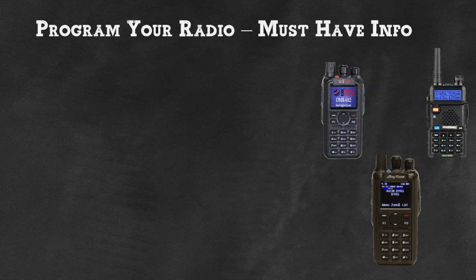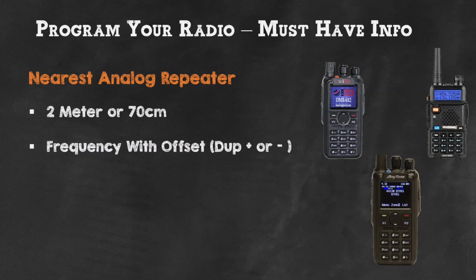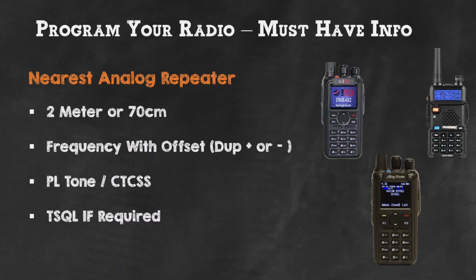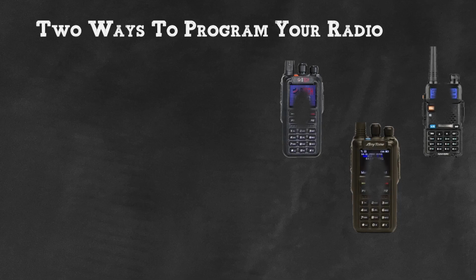So these are the must-haves when you're programming your radios. Find the nearest analog repeater if you're doing analog, or the nearest digital if you're doing digital. Decide if you want to do 2 meters or 70 centimeters. You can do either, it doesn't matter. You're going to have to find the frequency with the offsets. You're going to have to know the tone, and you're going to have to know if a tone squelch is required.